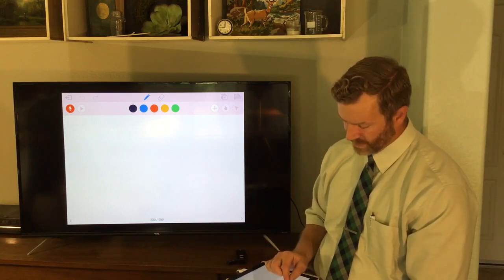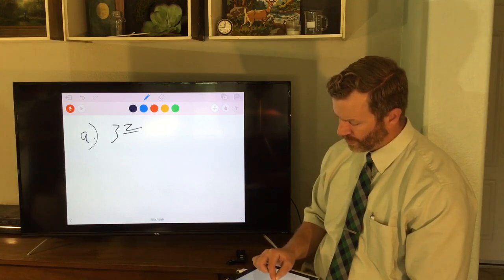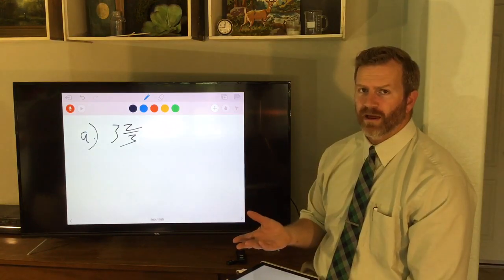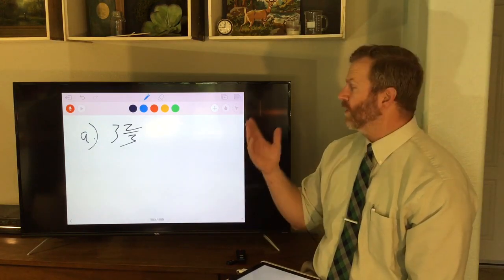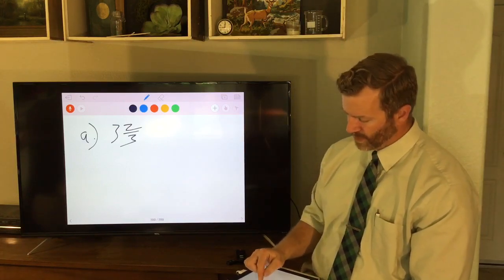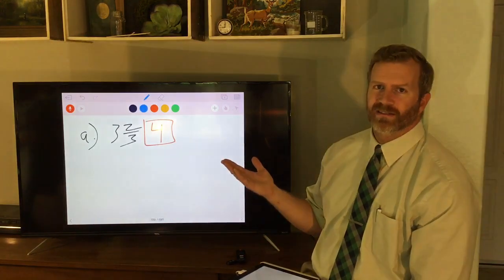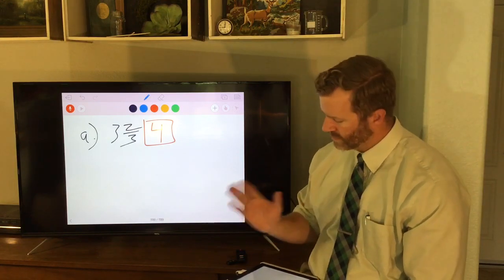I mean, guys, this stuff's super easy. So if I have 3 2/3, now obviously let's look at 2/3. Is that bigger than 1/2? Yes, it is, because 1/2 of 3 would be 1.5. So 2/3 being greater than 1/2, we got to jump that puppy up. So here we go. We jump it up to 4. That's it. That's all it is. Don't freak out. It's easy.